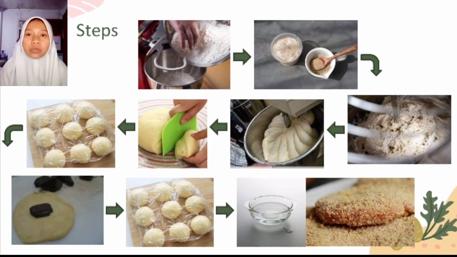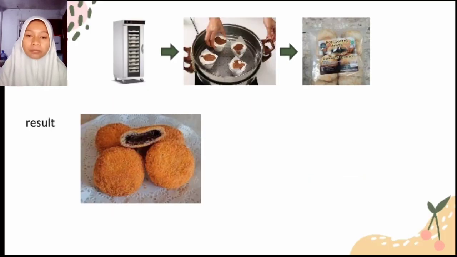Dip briefly in water and coat with breadcrumbs until evenly distributed. Ferment it in the proofer for 15 to 30 minutes. Steam for 10 minutes on medium heat. Pack the steamed buns into a plastic size 15 by 30. Then put in the freezer for long storage or fry it for serving. Result. The final result of 4 kg of dough is 160 pieces of fried bread.